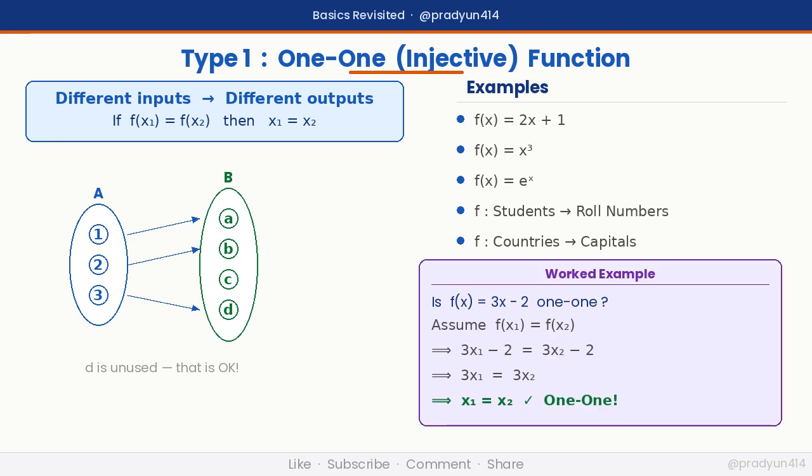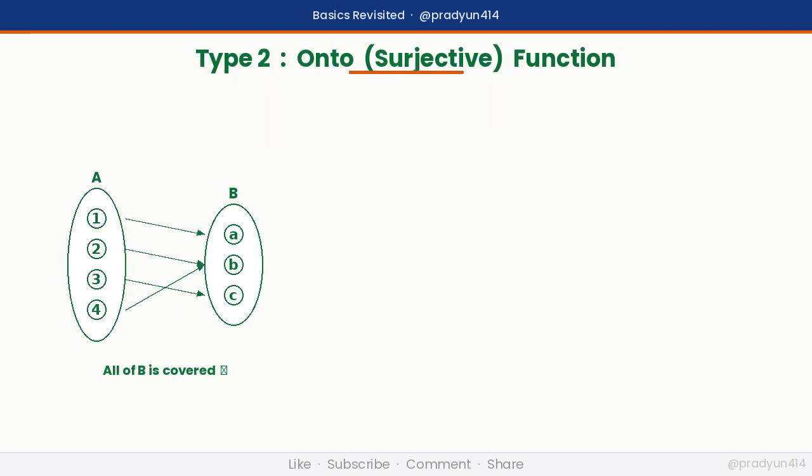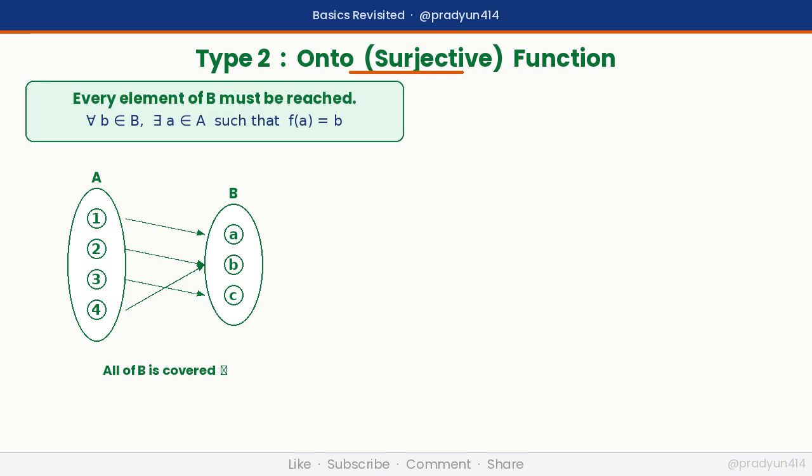Type 2 is the onto, or surjective, function. Every element of B must be reached by at least one element of A. Formally, for every b in B, there exists some a in A such that f(a) equals b. In our diagram, elements 1, 2, 3, and 4 together cover all of a, b, and c. In set B, all of B is covered.